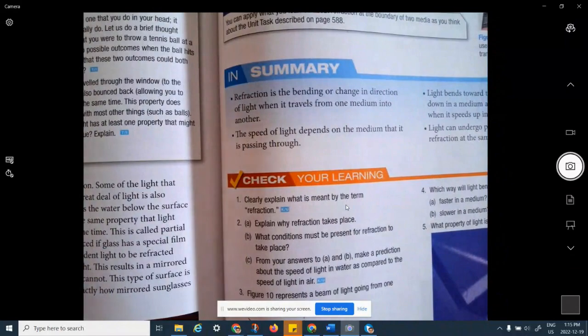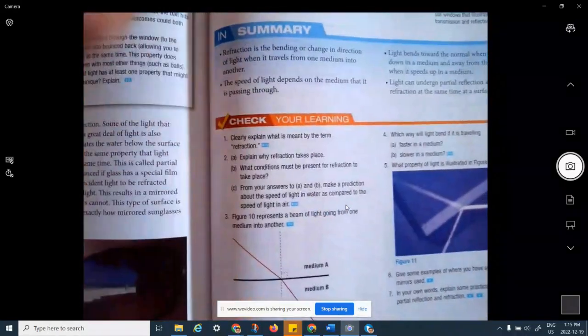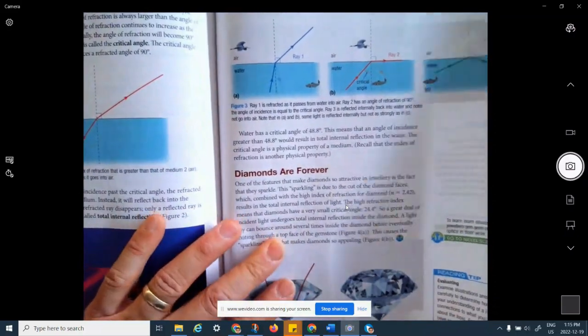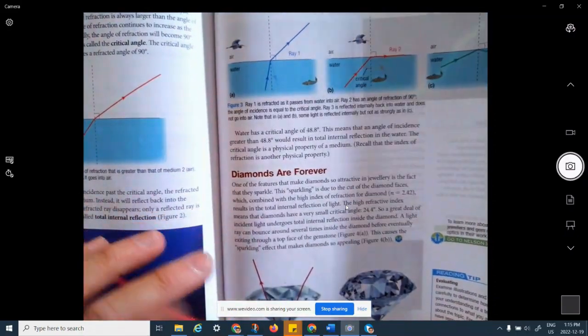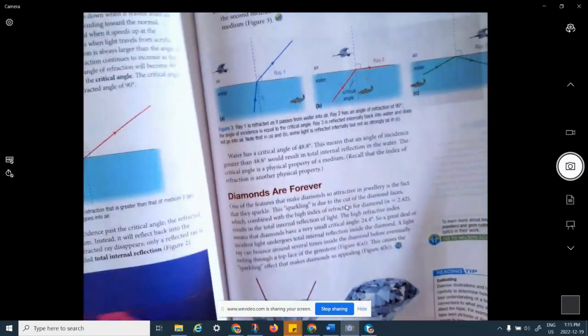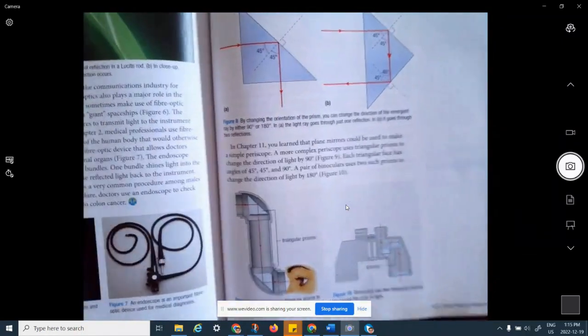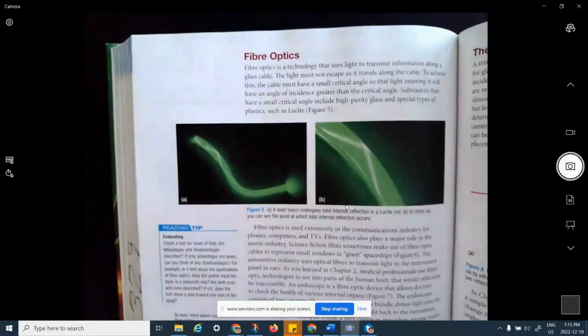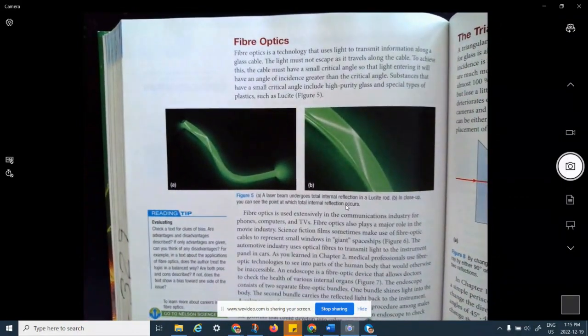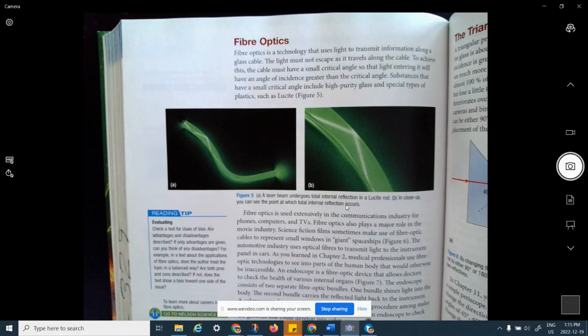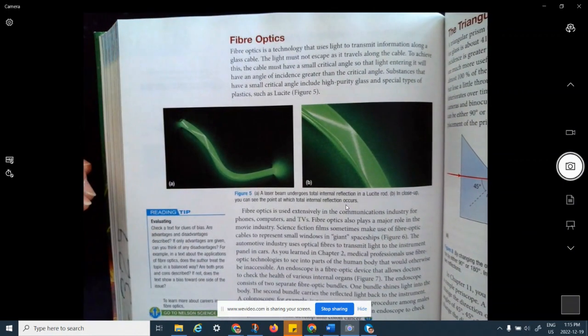So refraction, partial reflection, calculation. Applications of total internal reflection. Know about how it works in diamonds, for example, or gemstones. Fiber optics. There will be a number of questions related to fiber optics, so know that.